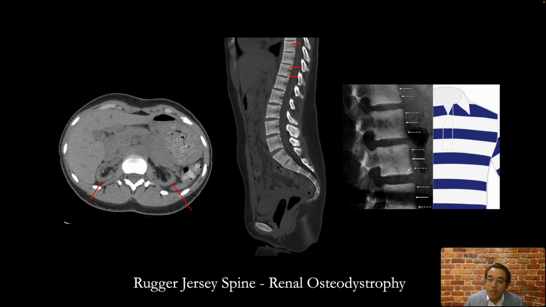And here is an image from the internet showing hyperdense vertebral bodies near the superior and inferior end plate with a lucency in the middle, and its appearance being compared to a Rugger-Jersey.